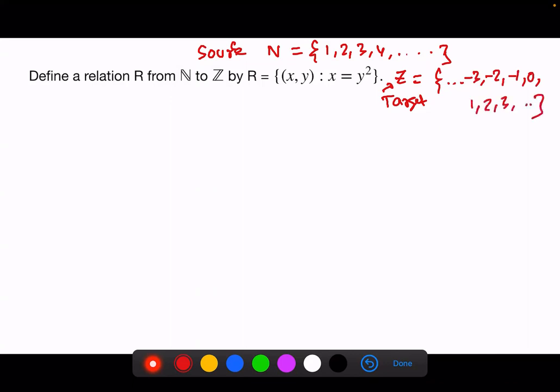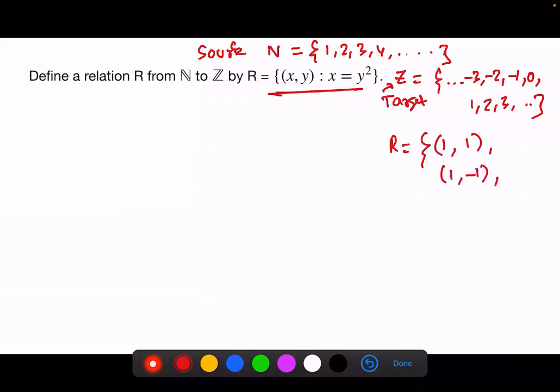Now what do I have? I have this rule: x is y square. We have seen this example earlier. So your x is from the set of natural numbers, your y is from the set of integers. So when it comes to relation, your relation can be like 1 and 1, 1 and -1. And then, if you have 4, for example, I can have 2 connection, 4, I can have -2, and so on. So your relation will be a huge set.